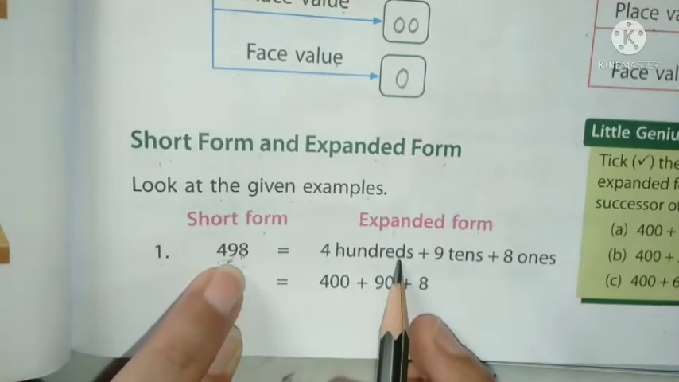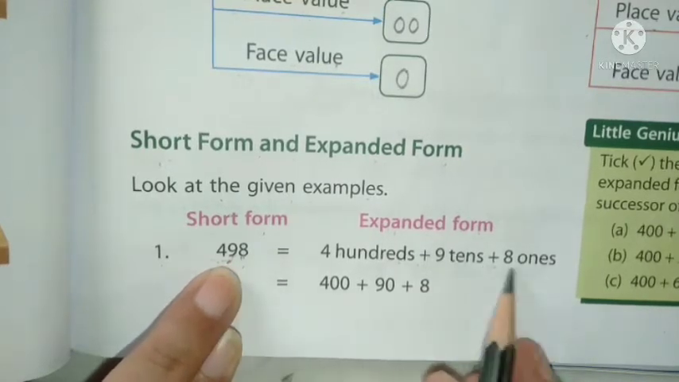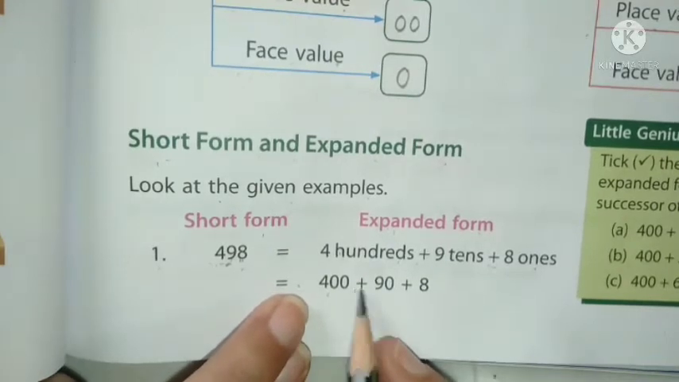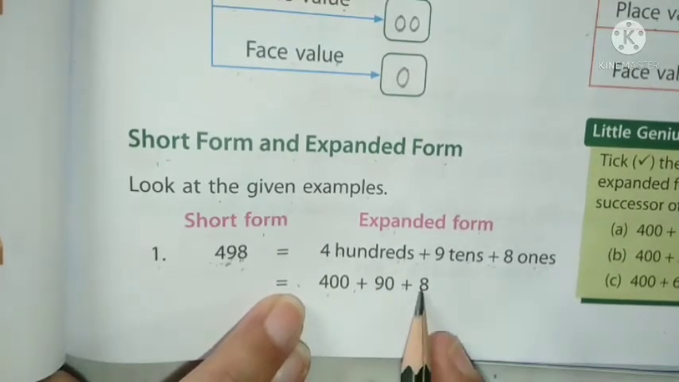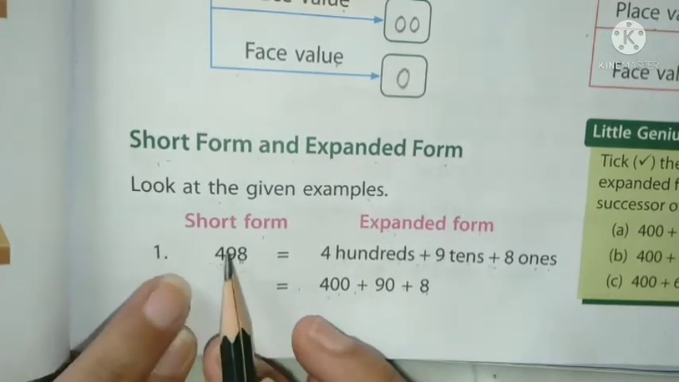4 hundreds plus 9 tens plus 8 ones. So how we will write? 400 plus 9 tens means 90 and plus 8 ones means 8. 400 plus 90 plus 8. Which number comes?